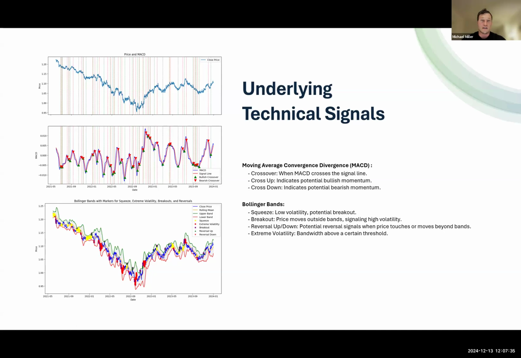Here you're looking at, but not limited to, your MACD and your Bollinger Bands, which create signals, and those signals are what we're going to use to see whether or not there's going to be a breakout in the price or a reversal.